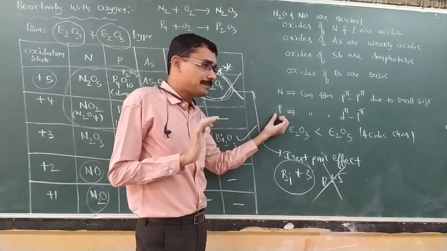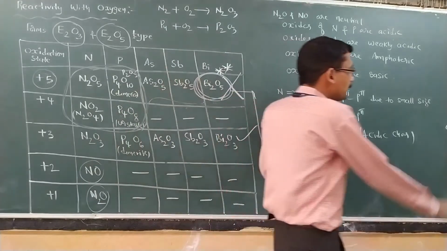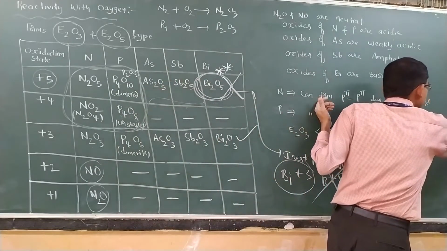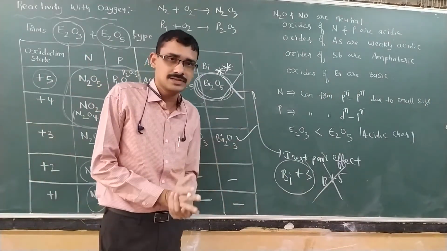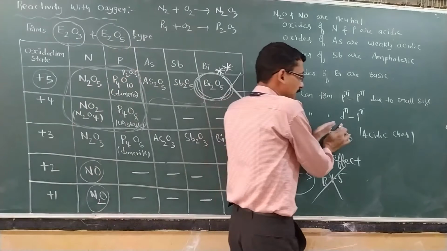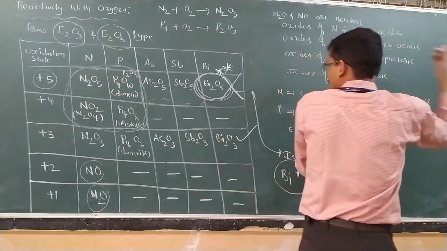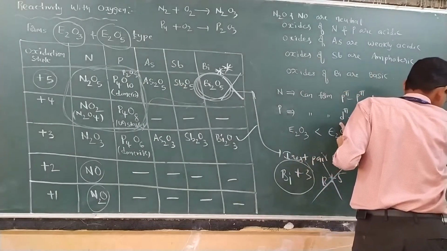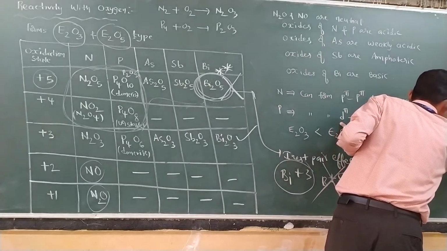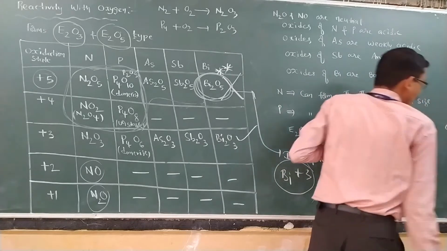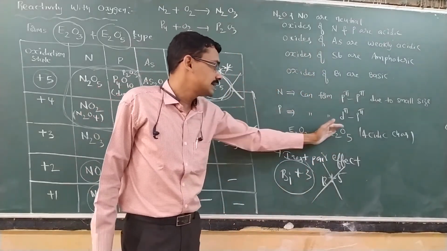But in the case of phosphorus, this type of p pi-p pi bond does not exist. Why? Because of the small size of nitrogen, it can form p pi-p pi bonding, whereas in phosphorus it is not possible because of the large size of phosphorus. So what is the possibility? d pi-p pi. For example, in P4O6, take P double bond O. Between the d orbital of phosphorus and the p orbital of oxygen, bonding takes place. So nitrogen forms p pi-p pi, and phosphorus forms d pi-p pi.